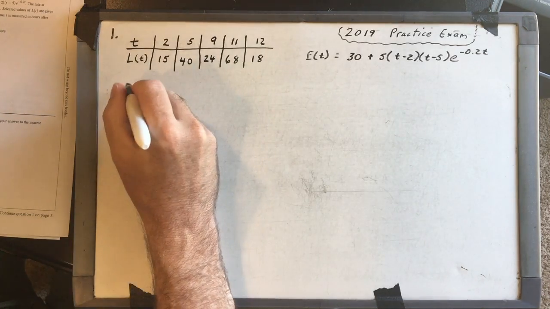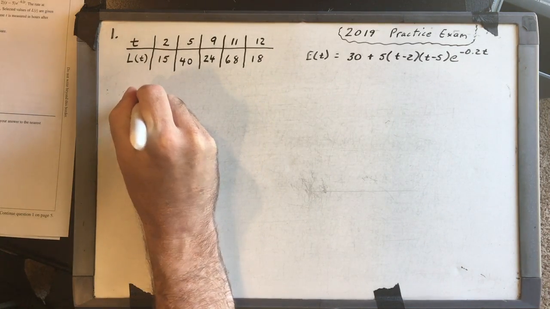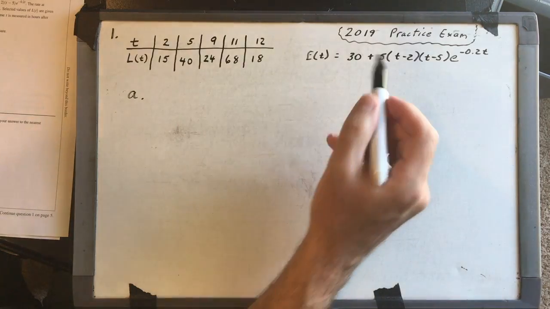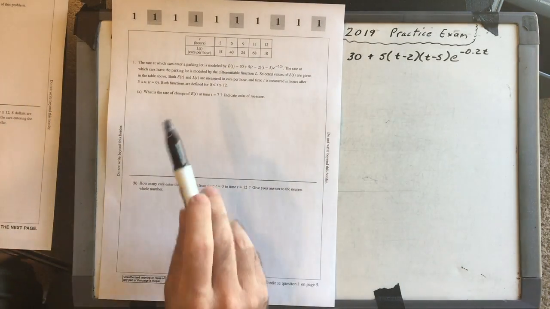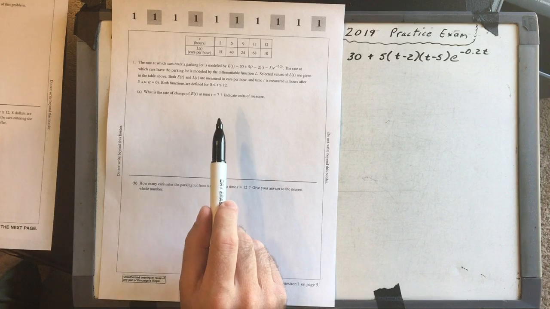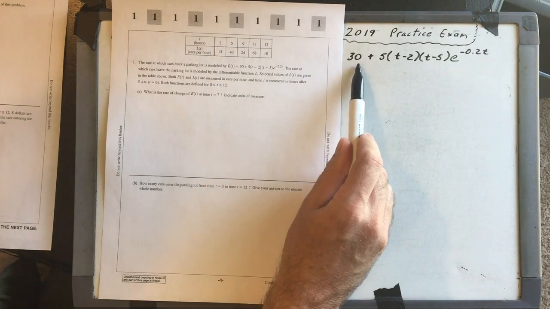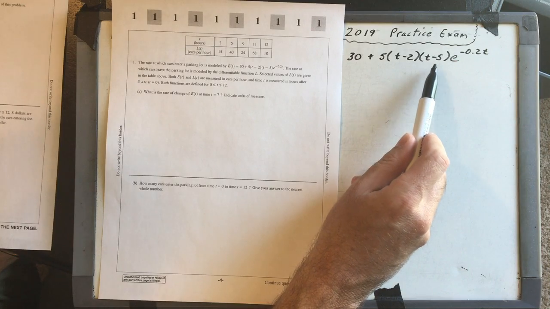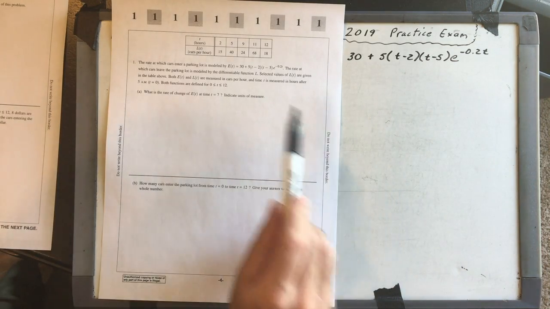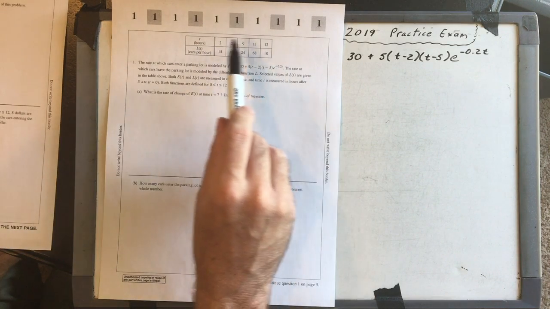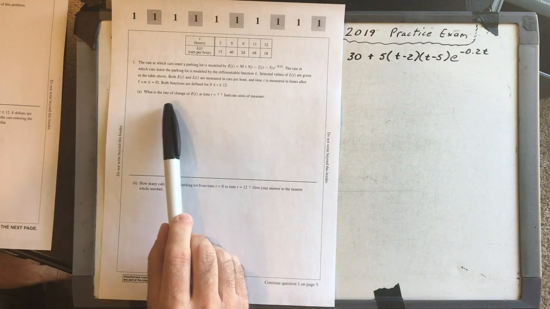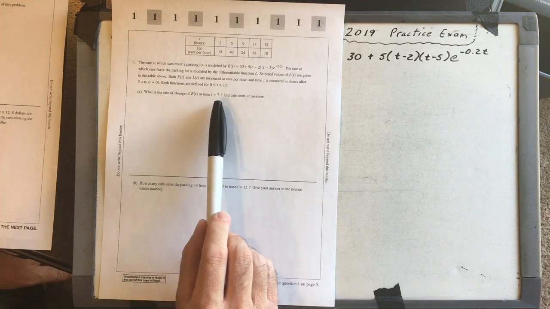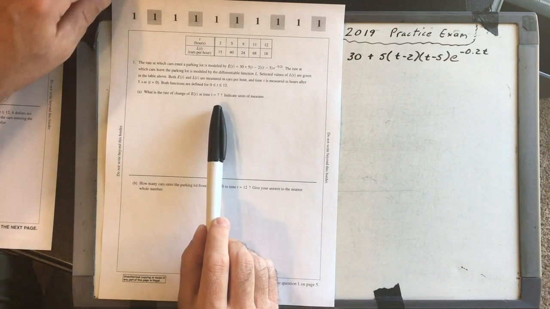So part A, you could have to do one like part A on the 2020 test, but you wouldn't have a function this difficult. So you've got a table, and it says it's about cars entering and leaving a parking lot. So they enter at this equation, 30 plus 5 times (t minus 2) times (t minus 5) times e to the minus 0.2t. And then they leave with this table right here, okay? And it's from 0 to 12 hours. So what's the rate of change of E(t) at time t equals 7? And we've got to indicate units.